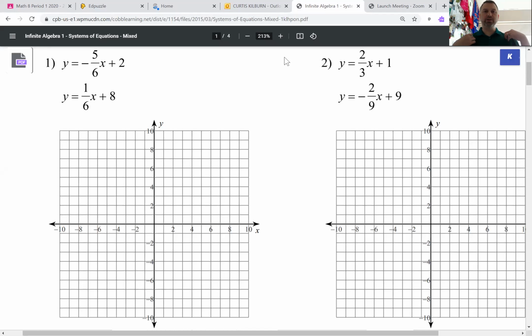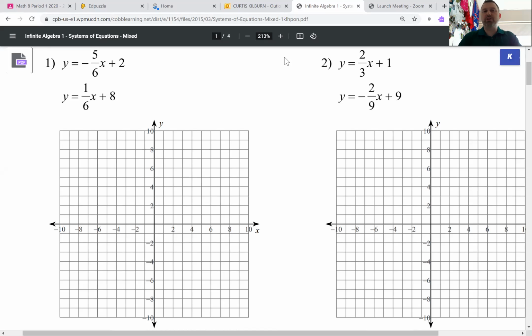Hey guys, it's Mr. Kilburn, and I'm going to go through some examples of systems of equations solved by graphing, by elimination, by substitution. And I'm also just going to hit one last time what a function is, okay? Definition of a function, what it looks like, and then briefly nonlinear versus linear functions. So just kind of hit 2 or 3 different topics here.